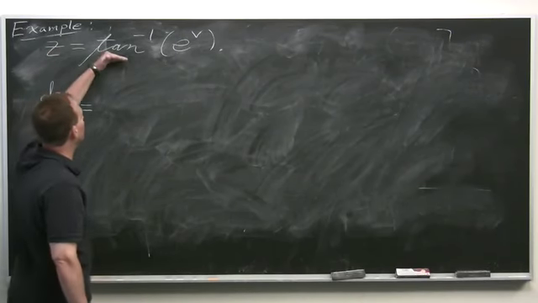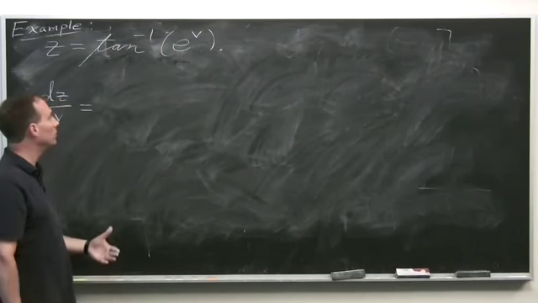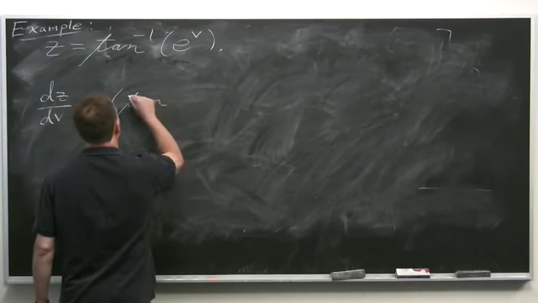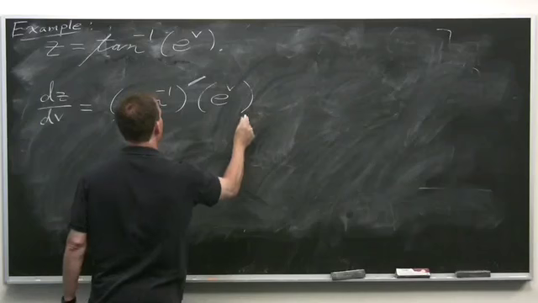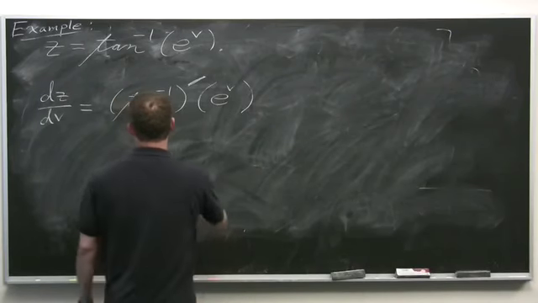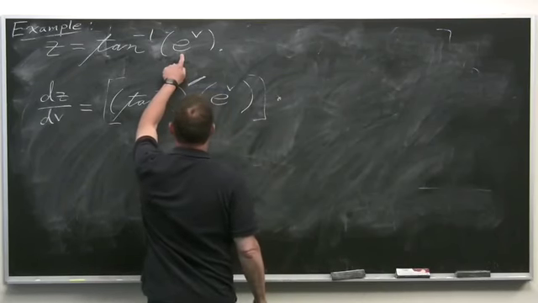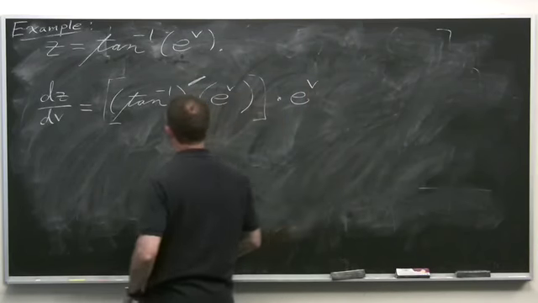And so we have one function done to another function. You use the chain rule. So you differentiate the outside function, so take the derivative of inverse tangent. You leave the inside stuff exactly how it was. But then by the chain rule, you would have to multiply times the derivative of the inside function. The derivative of e to the v with respect to v is just e to the v back again.